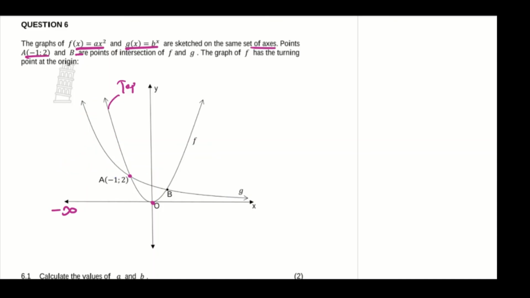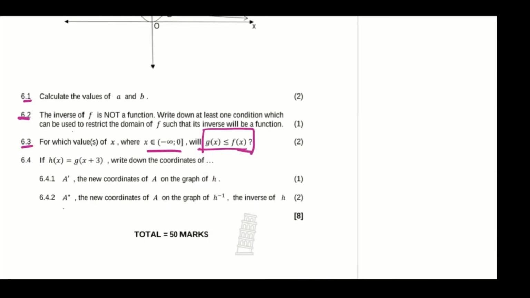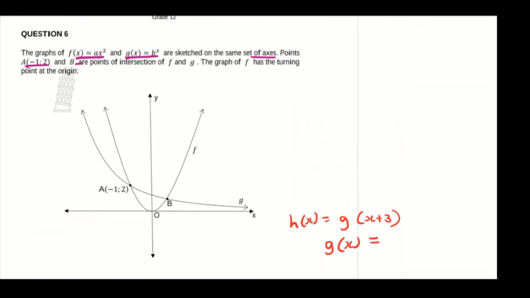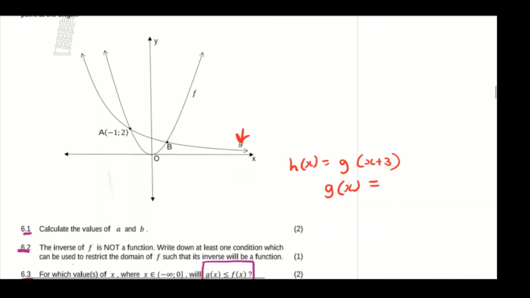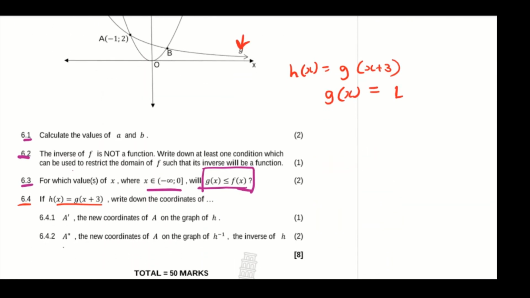Now let's go down to another question, which is 6.4. We are given h of x, which is g of x plus 3. So what this means is, what is our g of x? Let me just go confirm. G of x is actually the exponential, right? Which we found b to be half. So it's going to be 1 over 2 to the power of x. But here we are told that there's a shift. 1 over 2 to the power of x plus 3, right?